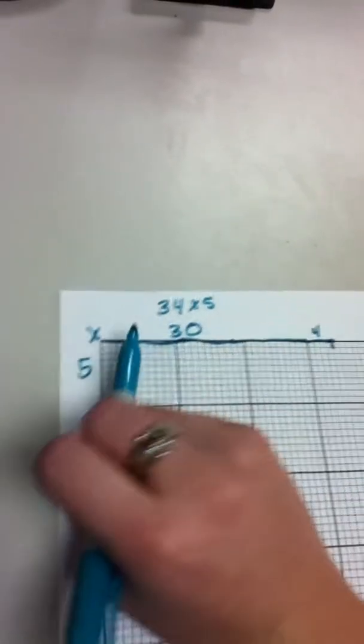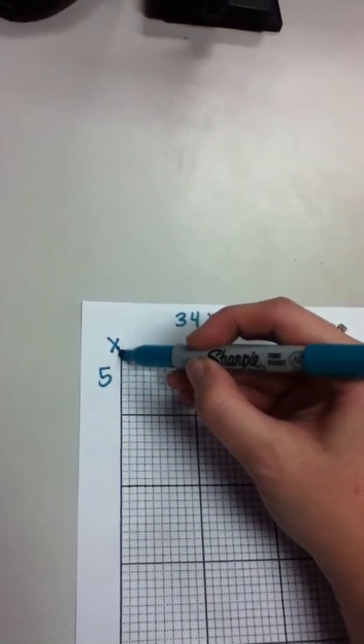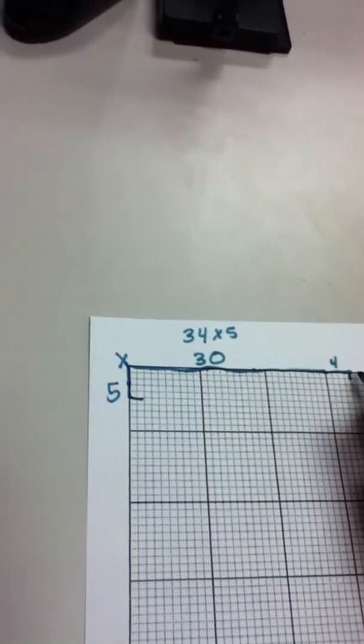And then if I have that 5 times, then I am going to take my 34 and build it 5 times. So I'll build it down. And then I'm just going to close in what we call our area model here.